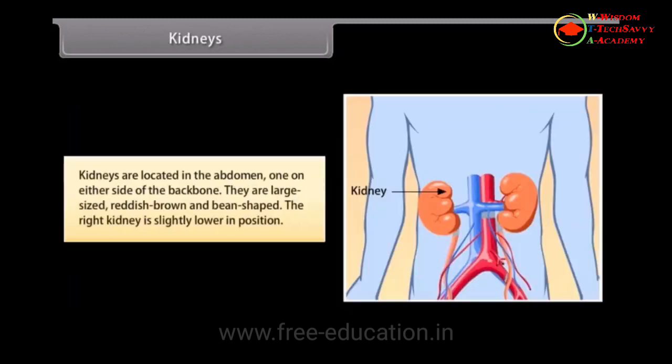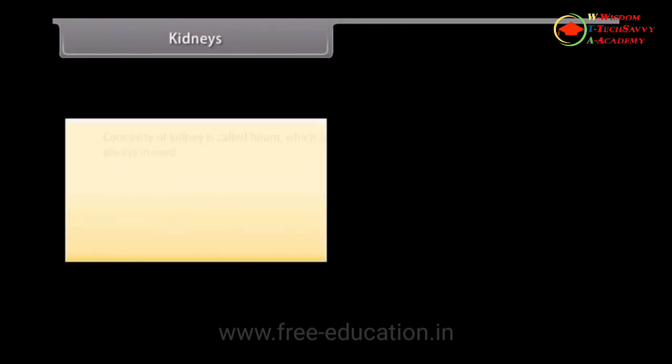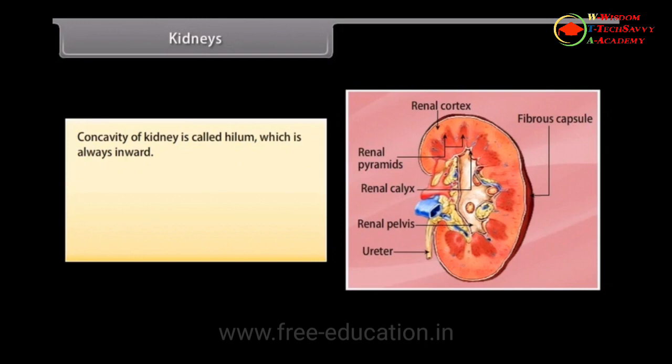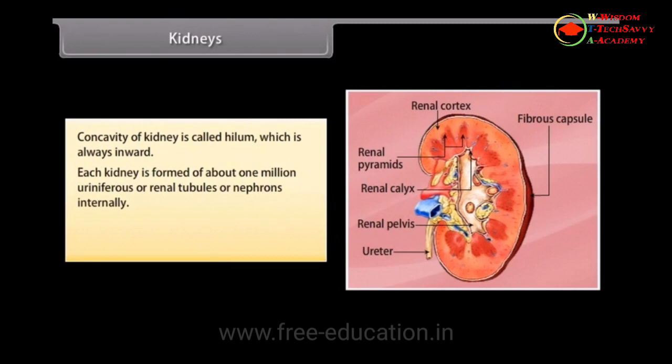Kidneys. Kidneys are located in the abdomen, one on either side of the backbone. They are large-sized, reddish-brown and bean-shaped. The right kidney is slightly lower in position. The concavity of the kidney is called the hilum, which is always inward. Each kidney is formed of about 1 million uriniferous or renal tubules, or nephrons, internally. Kidneys must function properly in order to keep a person in perfect health.